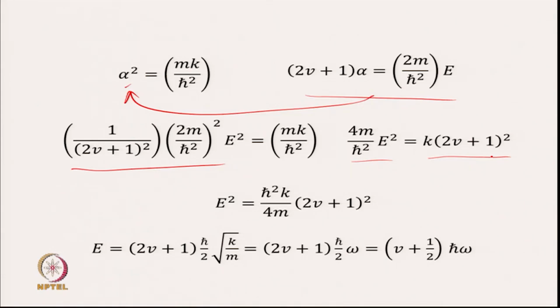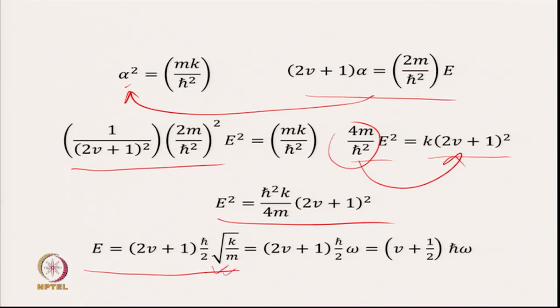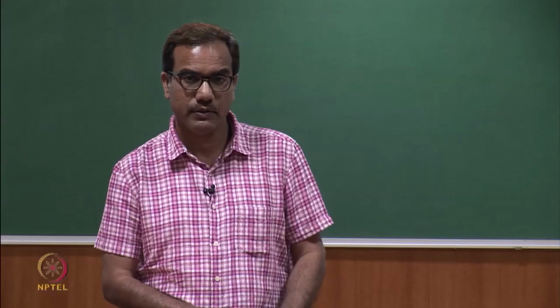And now we can get e square. You just take the terms to this side and you get e square, and if you take the square root, you get the energy. And since we know that h bar by 2 root under k by m is omega, we can simply write 2v plus 1 times h bar by 2 omega, and then you can also write it like this, v plus half times h bar omega. So this is your energy for the vibrational level, and v is your new quantum number.